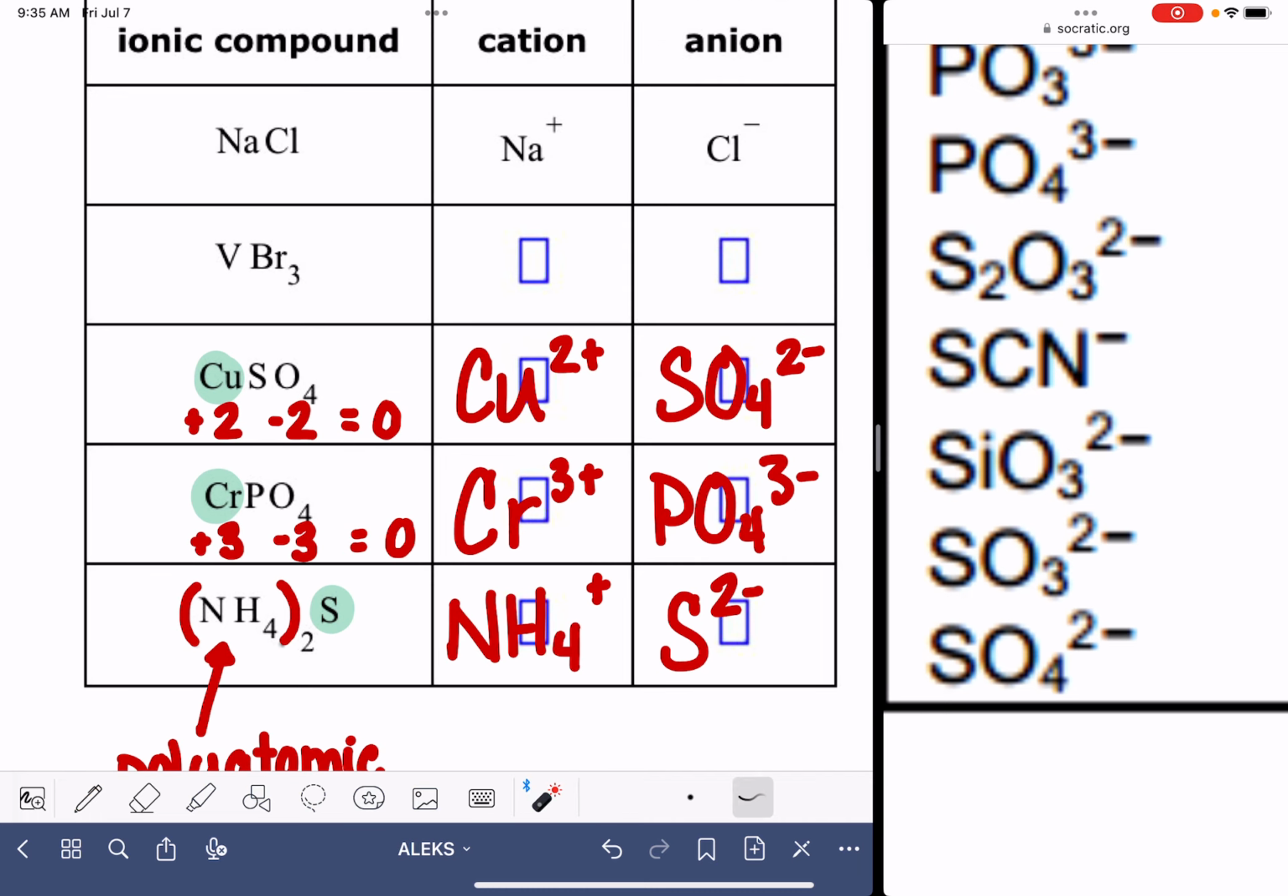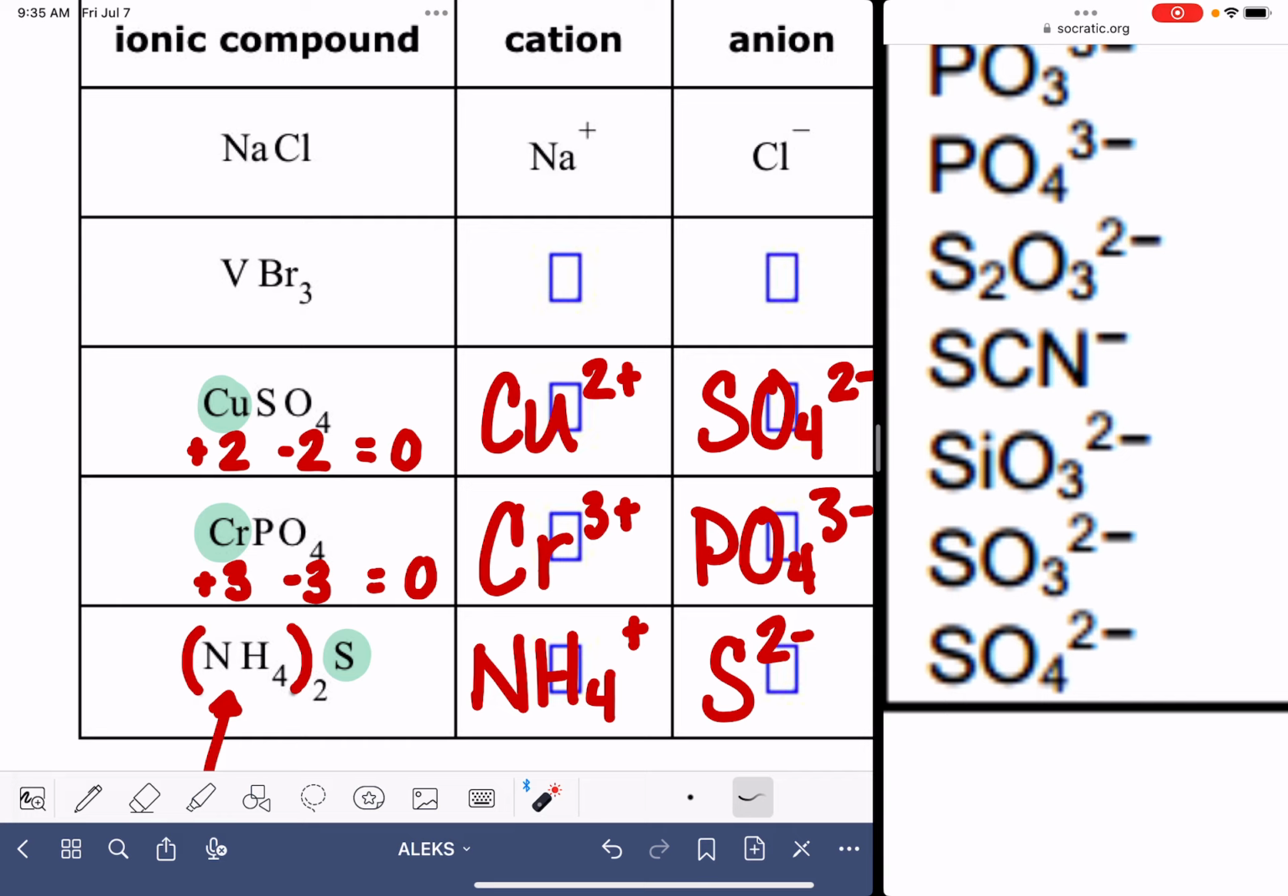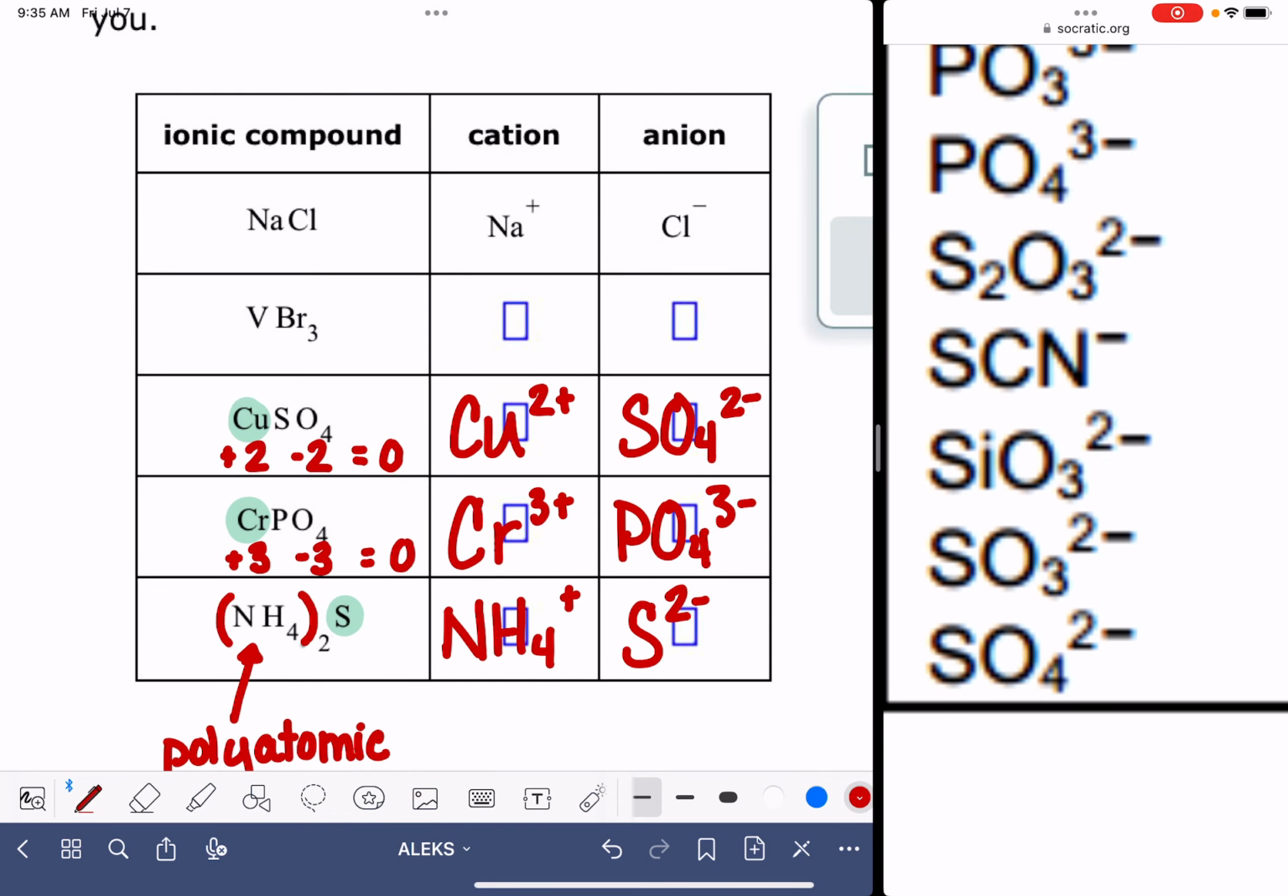Now here's our last example. First thing that we want to do is ask ourselves, is there a polyatomic ion present? This has only 2 types of atoms or ions. It has vanadium and it has bromide. That means that there is no polyatomic ion in this one. So if you have no polyatomic ion, the convention is that the first element in the formula is the cation and the second element in the formula is the anion.